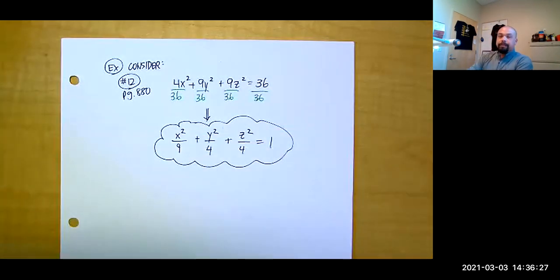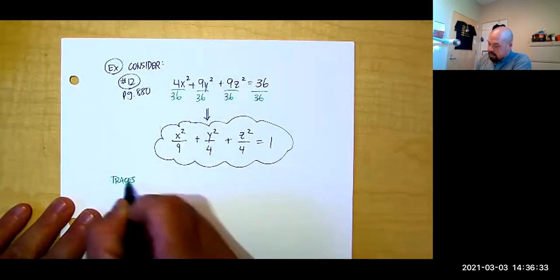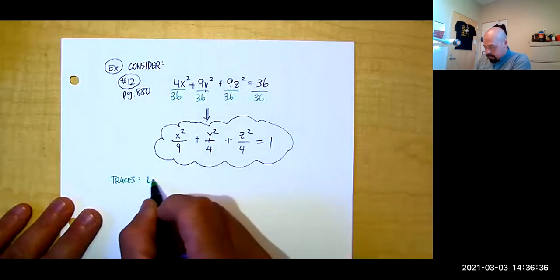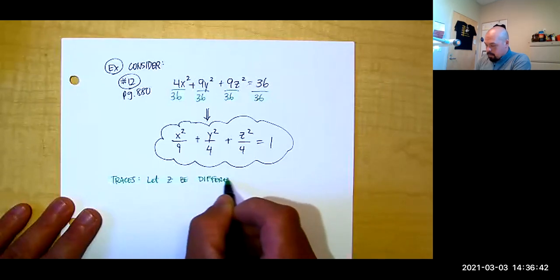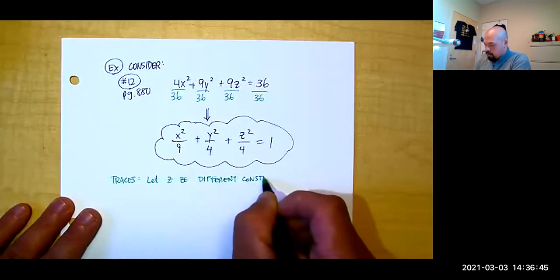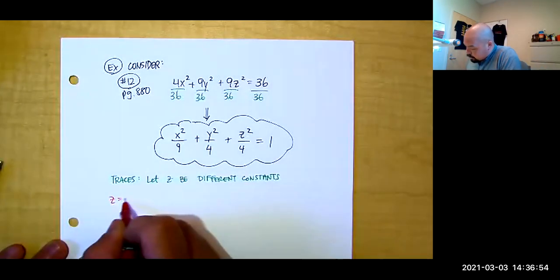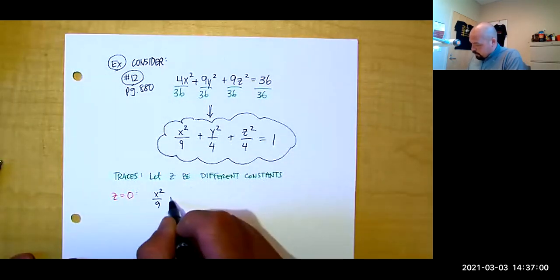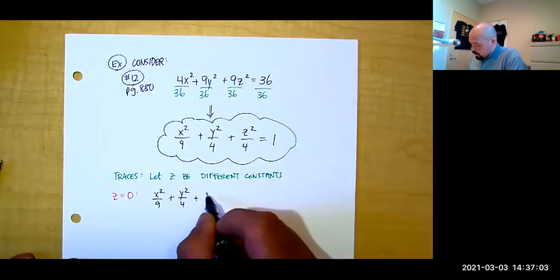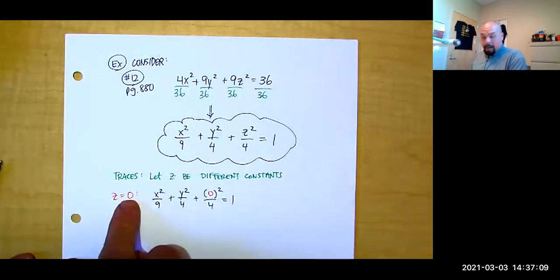So with that equation, let's think about some of our traces. Right, some of these level curves. And let's let z be different constants. Okay, so for instance, here, let me grab my pen. When z is equal to 0, right, our equation looks like x squared over 9 plus y squared over 4 plus this z squared over 4, which was chosen to be 0. I made that choice.